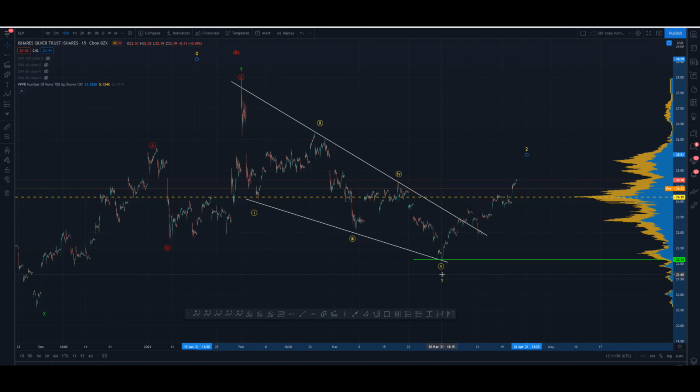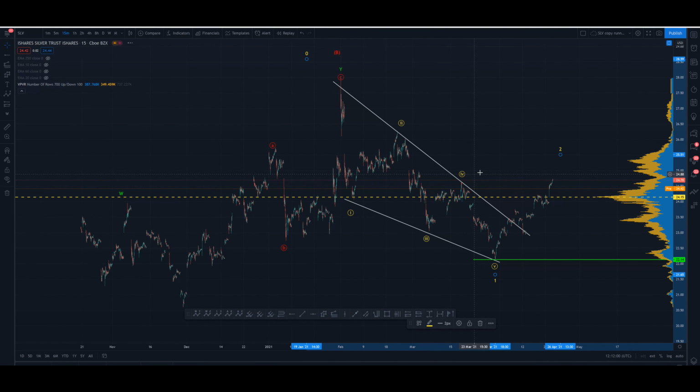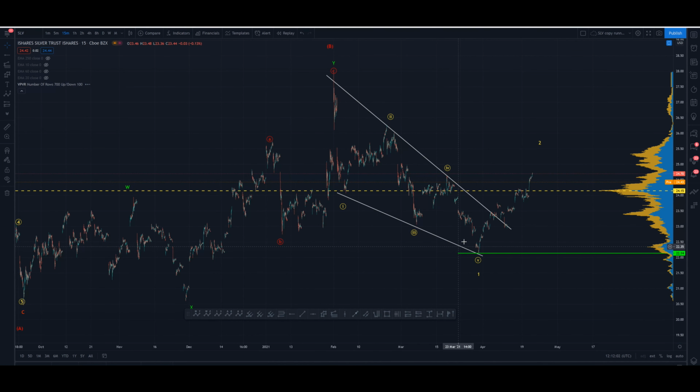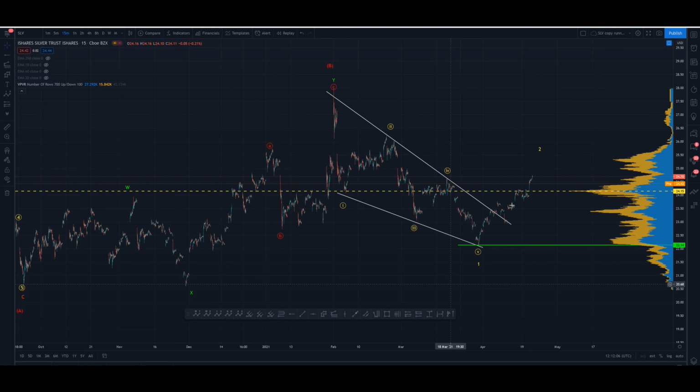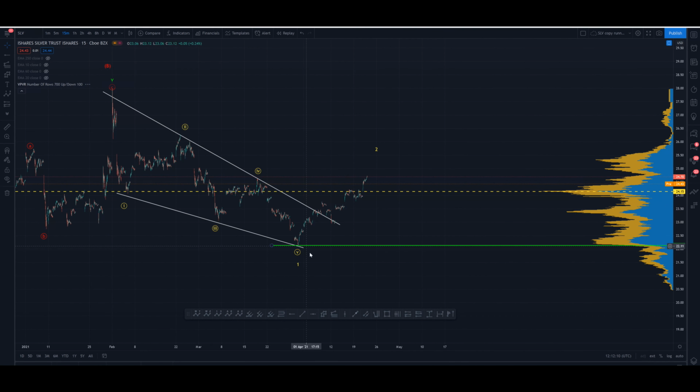The chart, unfortunately, on SLV is not very clear. So we could see it as either a leading diagonal into a 1 and into a 2 and lower, or we could see it as an ending diagonal into a C and we complete. Either way, we've got our 2 levels, and we've got our way of setting up our trade either way.